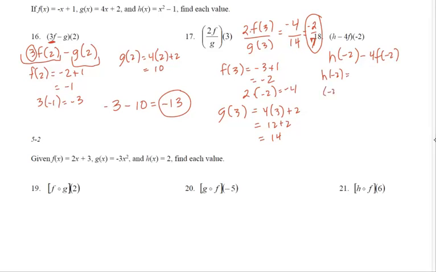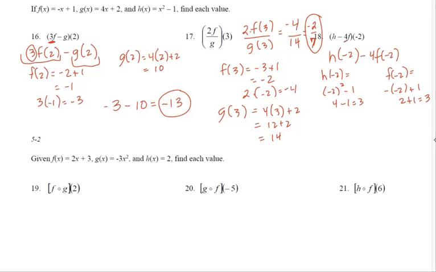Put -2 in for x, square it, subtract 1. All right, so h of -2 is 3. Now let's find f of -2. Putting -2 in place of x, adding 1. The opposite of -2 is +2, plus 1 is 3.